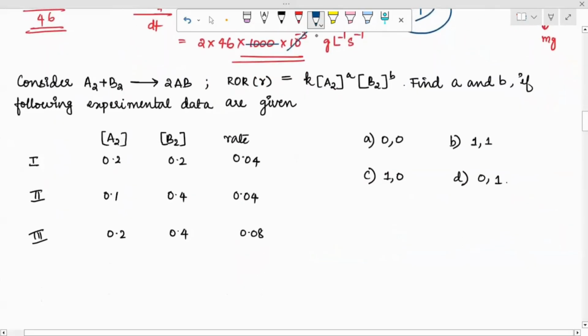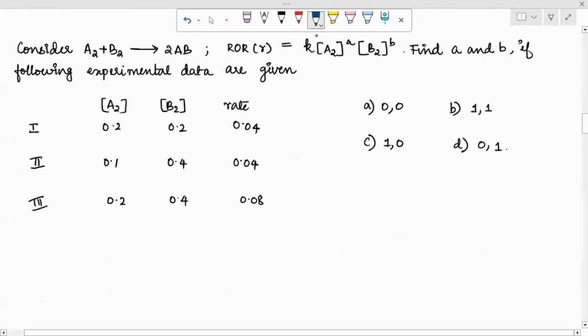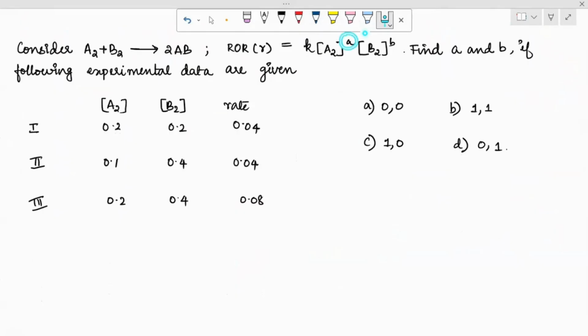Okay. Next question, a very important question and a favorite type of question for CSIR NET. The question is to find the order of a reaction from the following experimental data given to you. So what is given? There is some reaction whose rate is as expressed. We have to find the values of A and B, which are the orders with respect to A2 and B2. Okay, so let's move ahead.